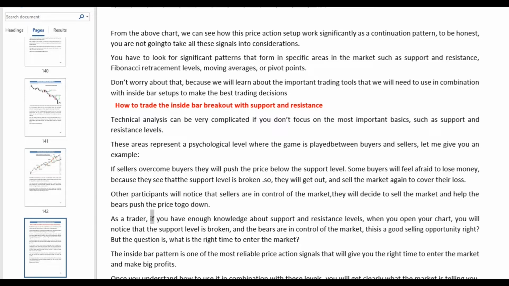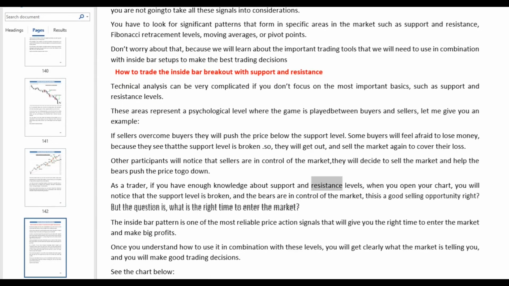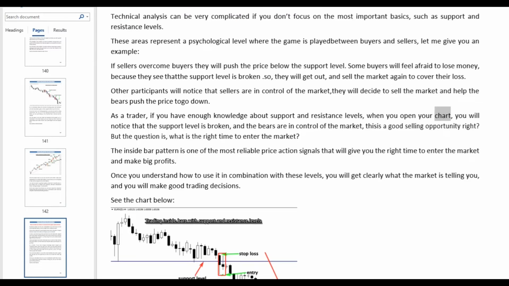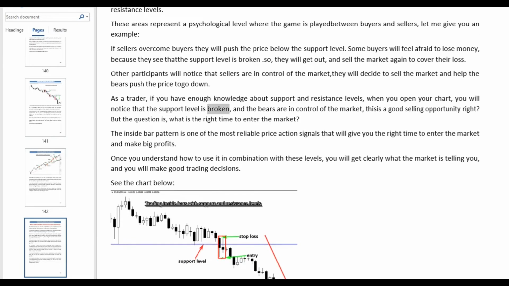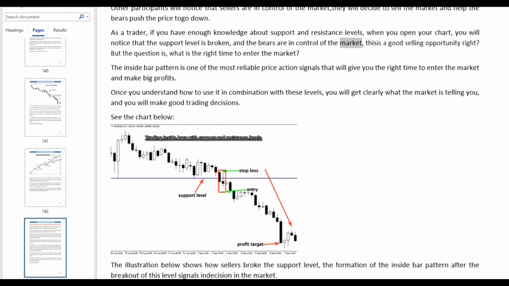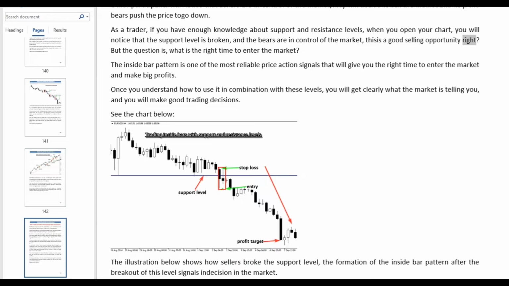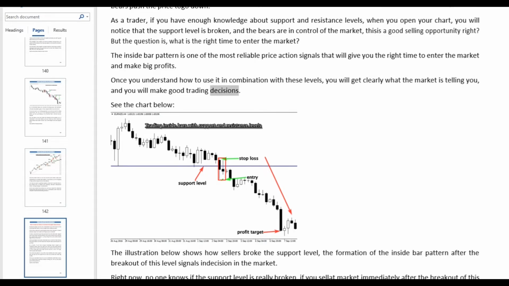As a trader, if you have enough knowledge about support and resistance levels, when you open your chart, you will notice that the support level is broken, and the bears are in control of the market. This is a good selling opportunity, right? But the question is, what is the right time to enter the market? The inside bar pattern is one of the most reliable price action signals that will give you the right time to enter the market and make big profits. Once you understand how to use it in combination with these levels, you will clearly get what the market is telling you, and you will make good trading decisions.